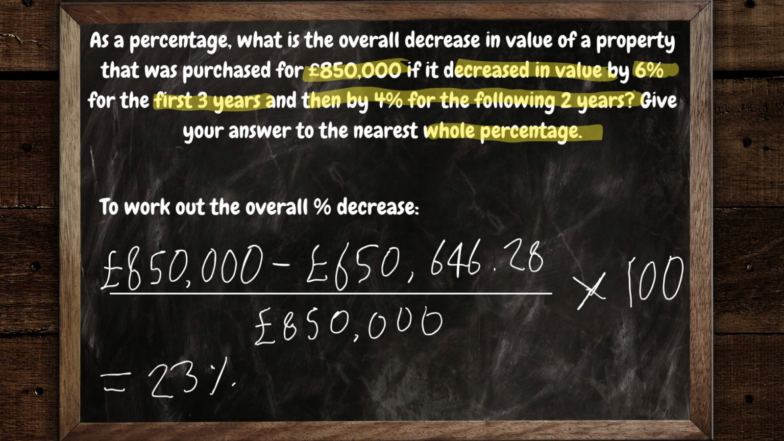So you start off with the original amount, £850,000, minus your new value, which is £650,646.28. Divide that by your original value, which was £850,000, and multiply that by 100 to give you a percentage. And your answer will be 23% to the nearest whole number.